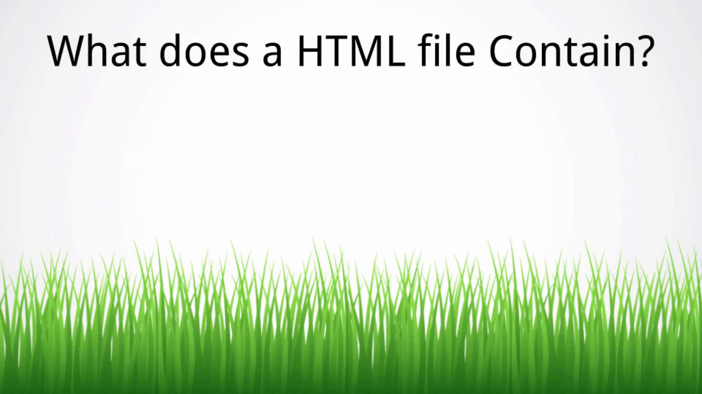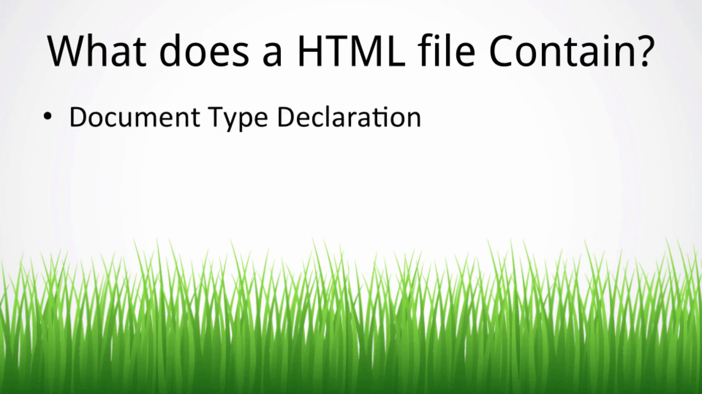What does an HTML file contain? An HTML file contains a document type declaration, a head, a body, and elements. Elements are comprised of opening and closing tags.